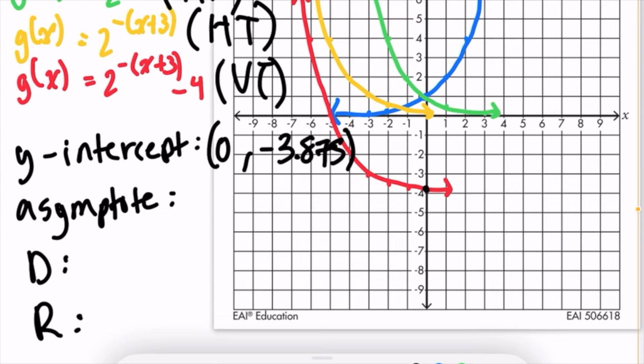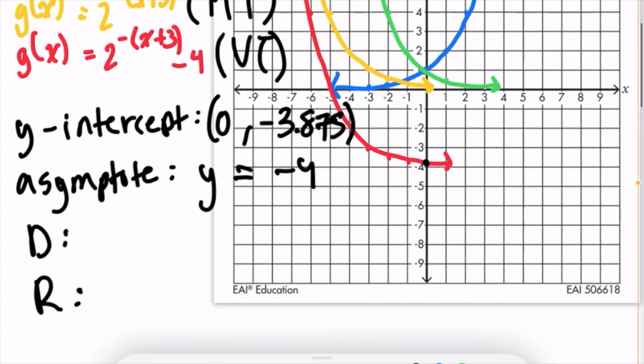The asymptote in this case would be a place where it infinitely approaches, but it never hits it. And so it would be y equals negative 4 right here. It infinitely gets there, but it never completely gets there. And so y equals negative 4.